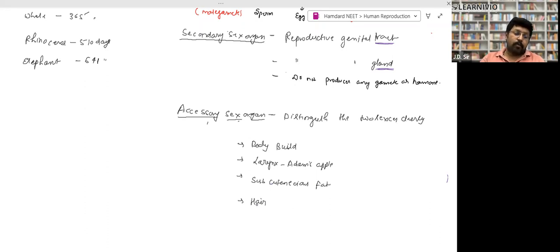And hair on the body, right? So body hair also differentiates a male from a female. So these are accessory sex characteristics. Accessory sex characteristics are responsible for differentiating the two sexes clearly, and sometimes they are responsible for attraction of the opposite sex. That's it. Is that clear?